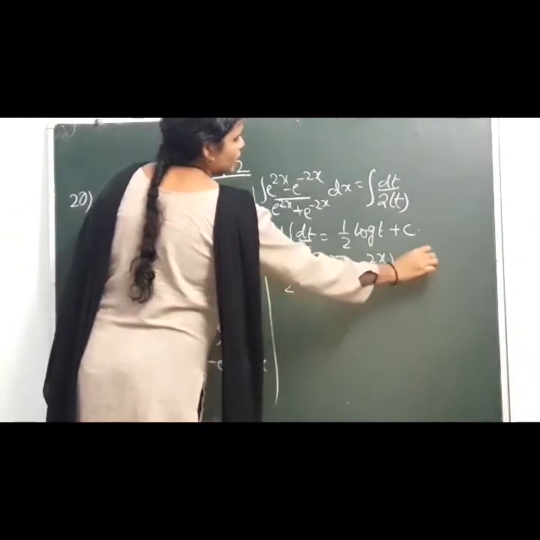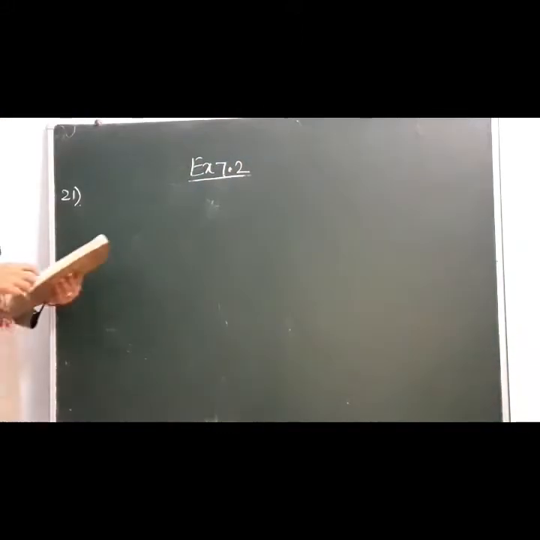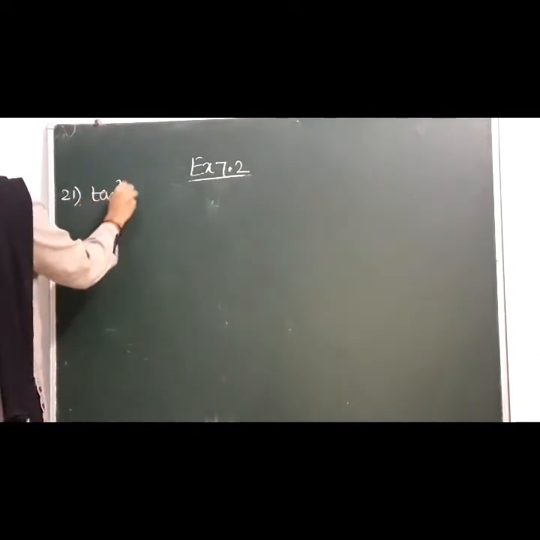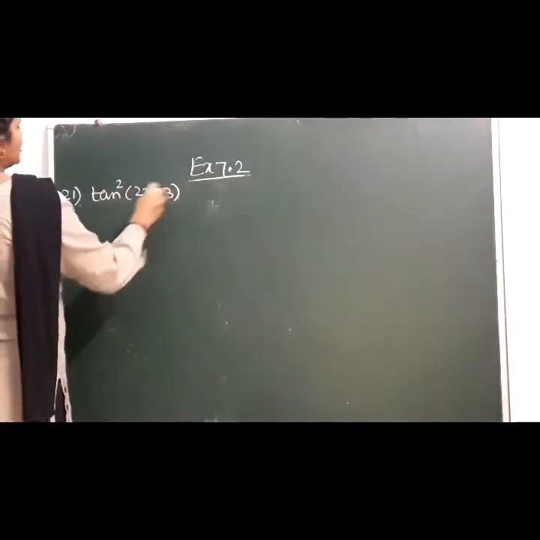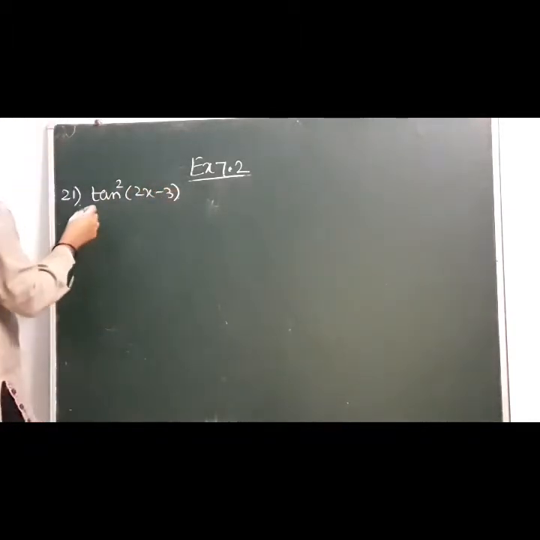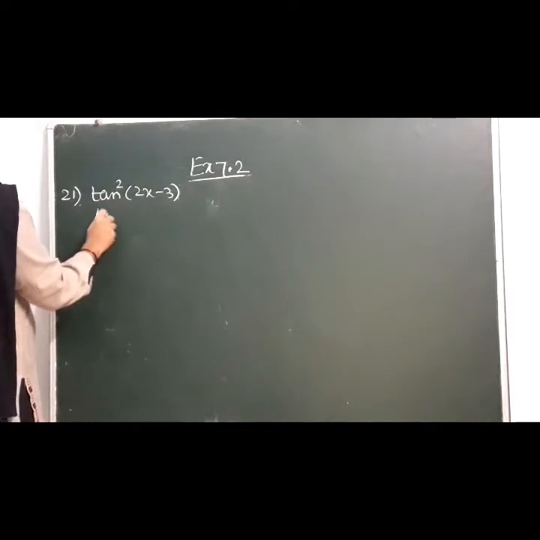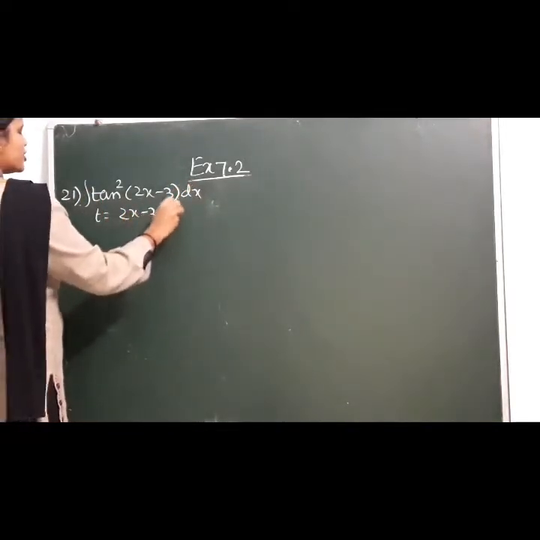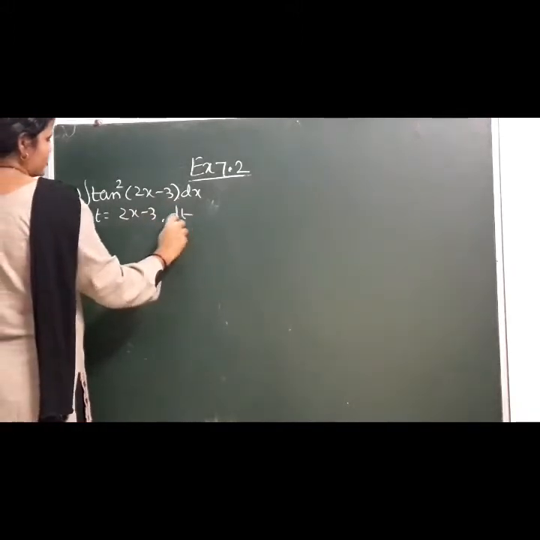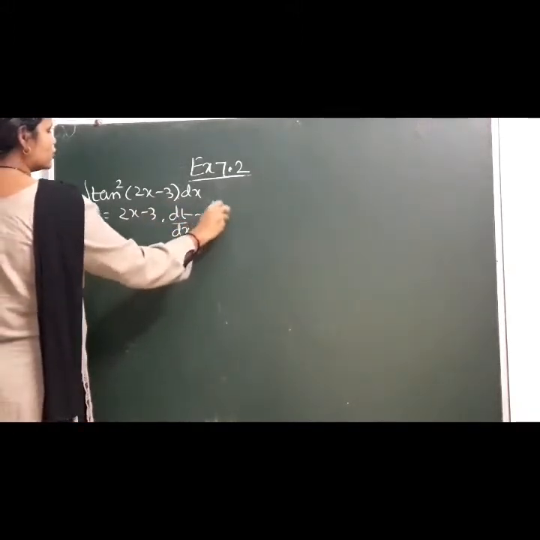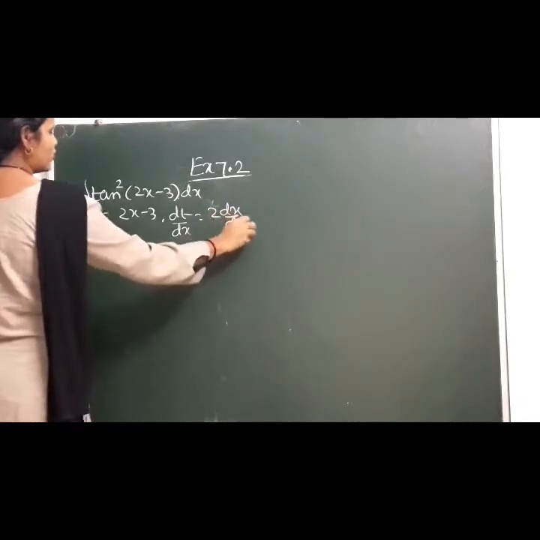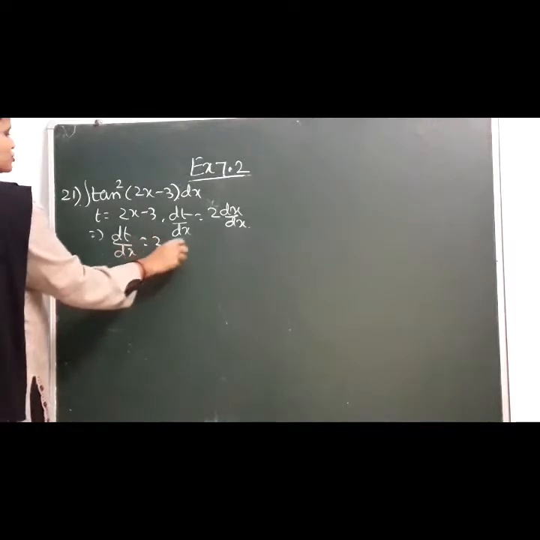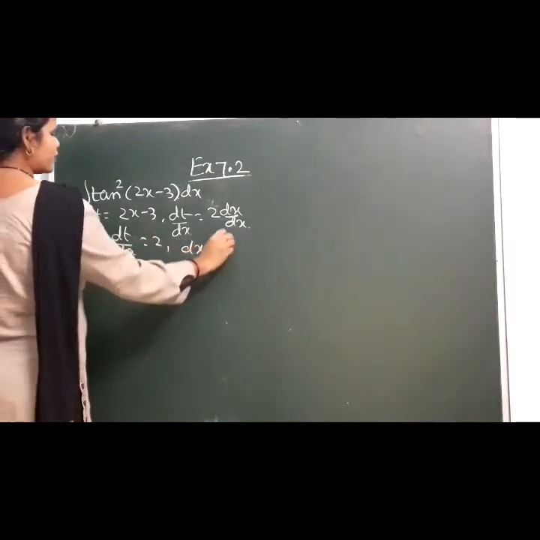This is the answer. Question number 21 of exercise 7.2, that is tan square (2x minus 3). Let us put t equal to 2x minus 3. So dt by dx is equal to 2 dx by dx, that becomes 1, so dt by dx is equal to 2. So dx is equal to dt by 2.